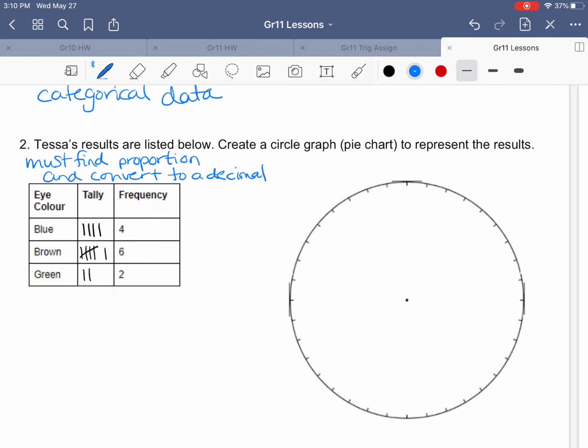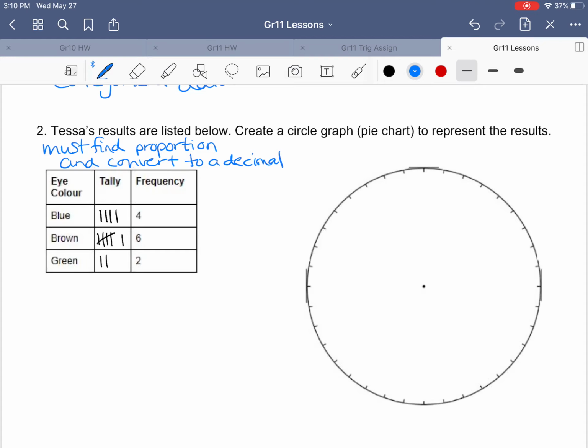So what we're going to be doing here is recognizing that a circle has 360 degrees. And our pie chart below is split into 10-degree segments. So I'm going to just put a little reminder at the top of that. So it's 360 degrees split into 10-degree segments. And that will help us to actually put our information on there once we have calculated it.